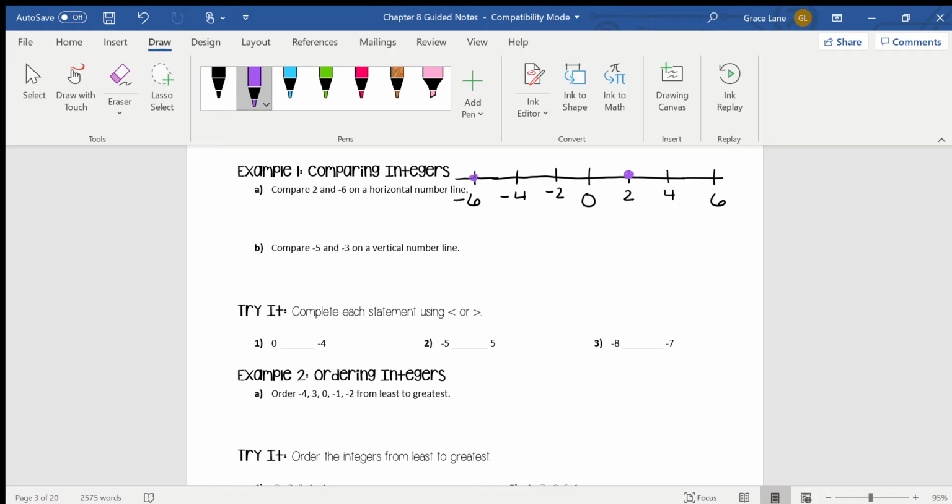Here's negative 6. And so to compare them, you should be able to say that 2 is greater than negative 6. I know it's kind of obvious, this one's obvious, but if you look at a number line, it's because it's farther over to the right, and the more right it is, the bigger it is.